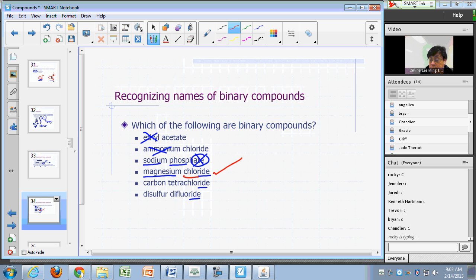So this is binary. Carbon is the name of an element. Chlorine, the stem of the name of chlorine is there. This tetra here is just a prefix, so that's also a binary compound.